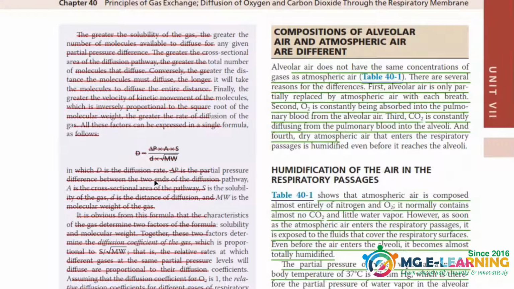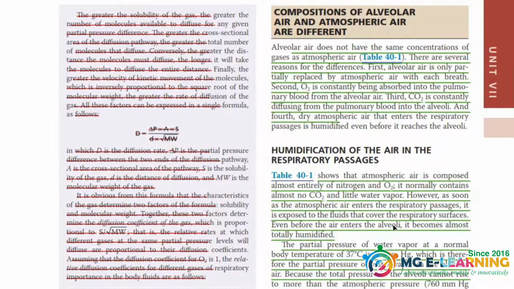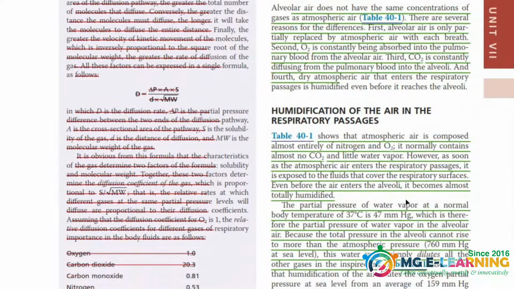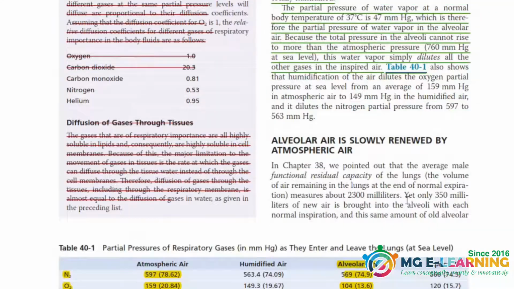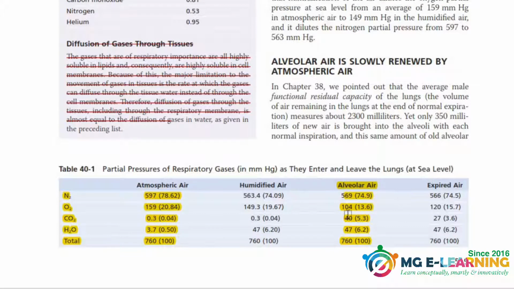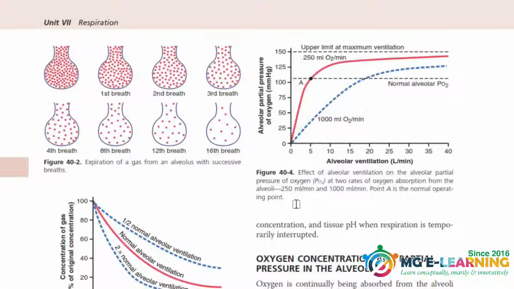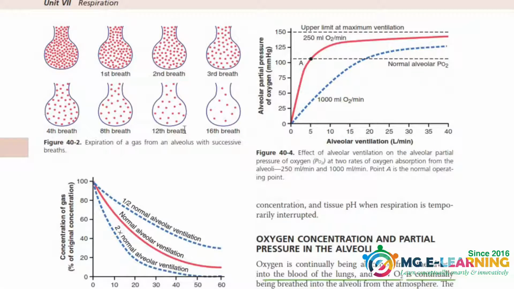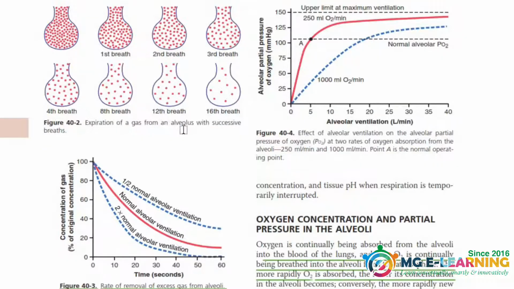The composition of alveolar air and atmospheric air are different. Read this topic, all this text, and this table is very important. All the values are important for your comparison between them and for your MCQs. So instead of memorizing it from the text, you can memorize it from the table. Next is this figure. This also helps to understand all of the previous concepts.